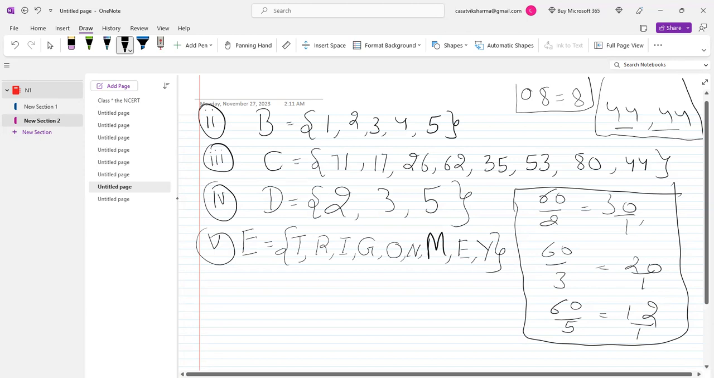This is a set E. 1, 2, 3, 4, 5, 6, 7, 8, 9. This is done. Fifth part is done. Let's move to the sixth one. What does the sixth part say? The set of all letters in a word "better". Easy.